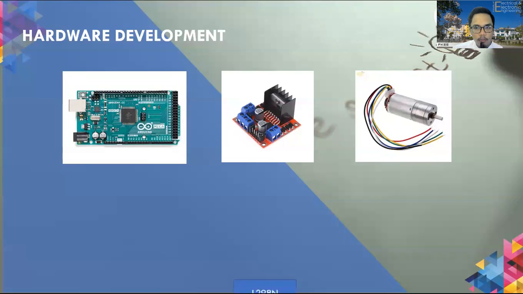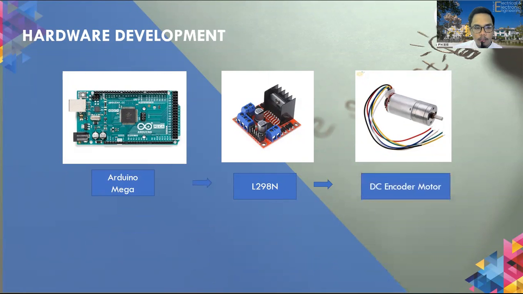So this is the hardware development, as you can see here. Arduino Mega is the microcontroller, and the L298N motor driver controls the DC encoder motor. The DC encoder motor has an encoder to get the data.